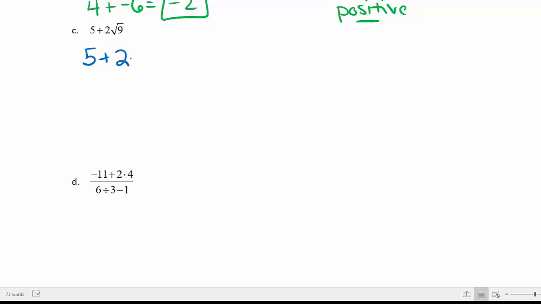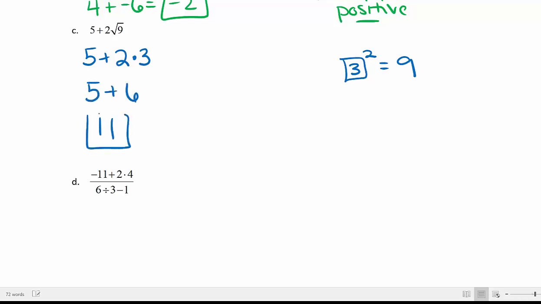Notice the 2 is just in front of the square root. There's no symbol there. That means we're multiplying. So I'll put a little dot. And square root of 9 is basically asking us what number squared equals 9. And once again, I really just need to know that times table. Let's see, what number squared is 9? Oh, the answer is 3. 3 squared is 9. So square root of 9 is 3. All right, so we did our exponents. Now we have to multiply or divide. 2 times 3 is 6. And to finish, 5 plus 6 is 11.